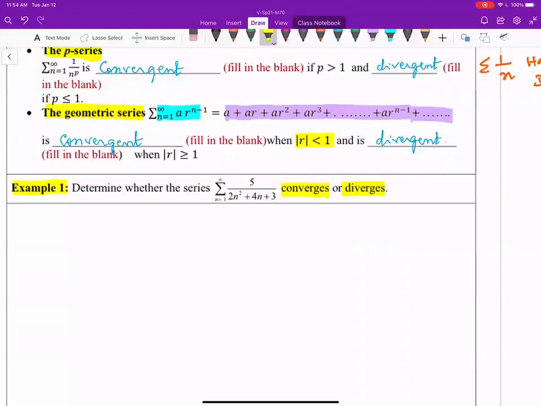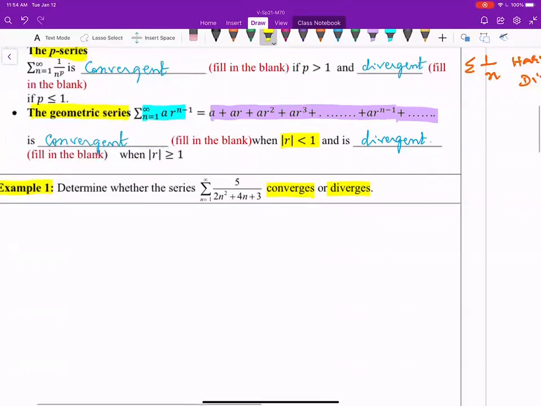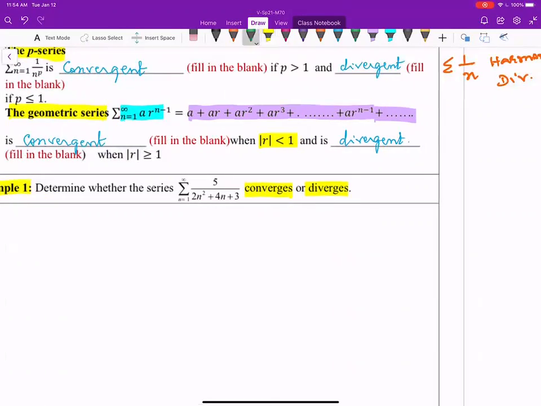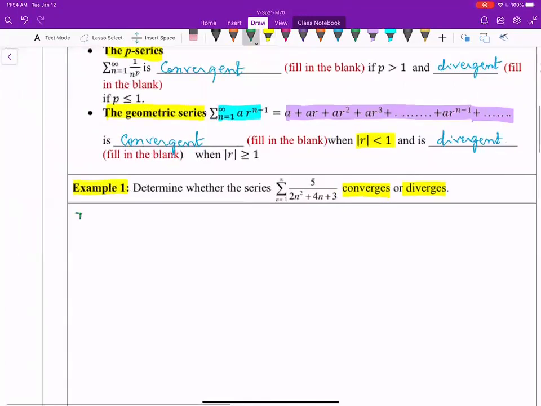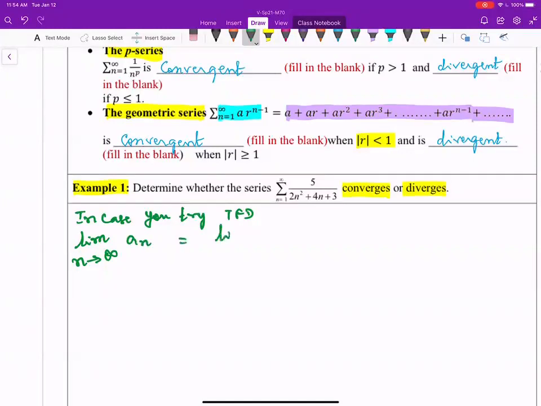But this problem being given under comparison test, we will try that. But I'm just saying that if you get this problem and you're not told to apply the comparison test, how do you go by regular methods and try that? So if you apply the test for divergence, what will you do? Limit as n approaching infinity of the nth term. This is what you would try.